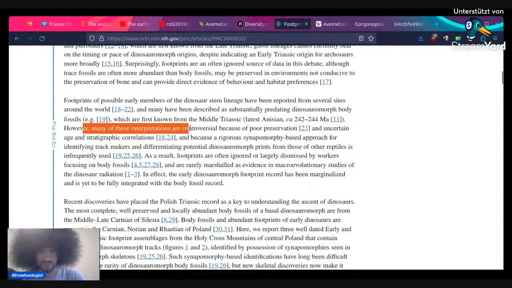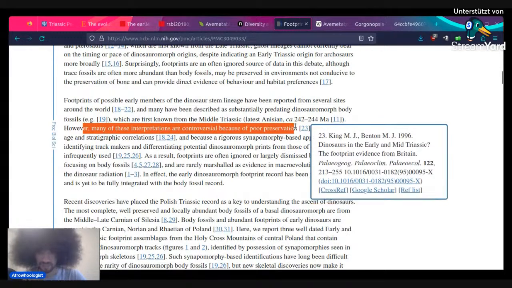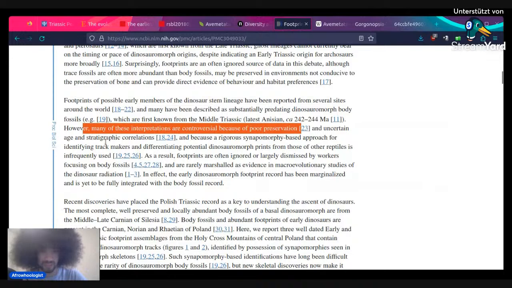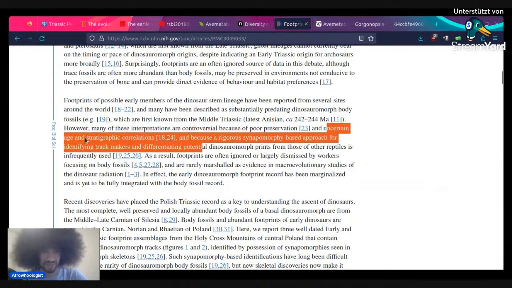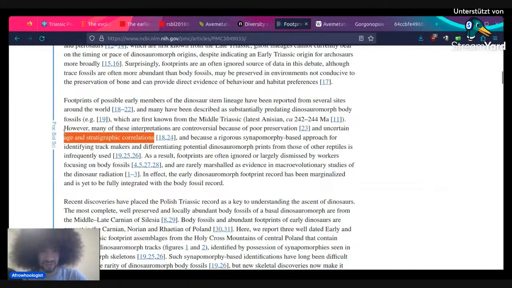So many of these interpretations are, quote unquote, controversial because of poor preservation and uncertain age and stratigraphic correlations. What this means is that it's cope and seethe. They can't properly date it. They don't know if they're actually belonging to archosaur morphs whatsoever. And wow, uncertain age and stratigraphic correlations. That means they don't even know if the rock layers that they're in correlate to the early Triassic. They don't even know which rock layer they're actually in. So how can you make any definitive conclusions beyond what even made the trace fossil? They don't even know which actual rock layer it's in.